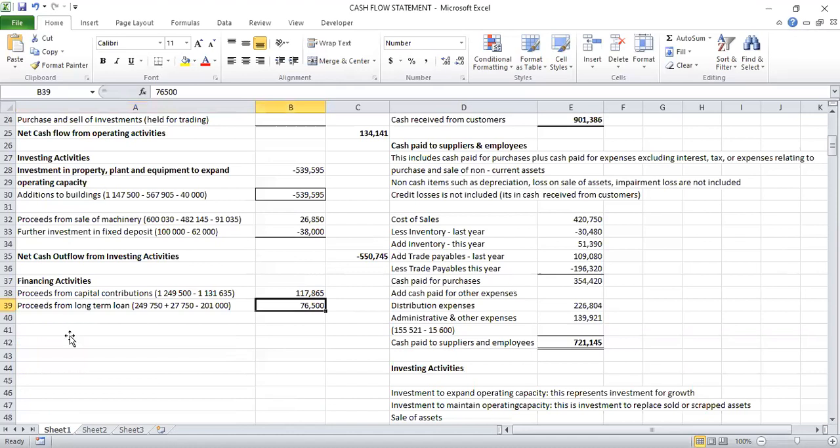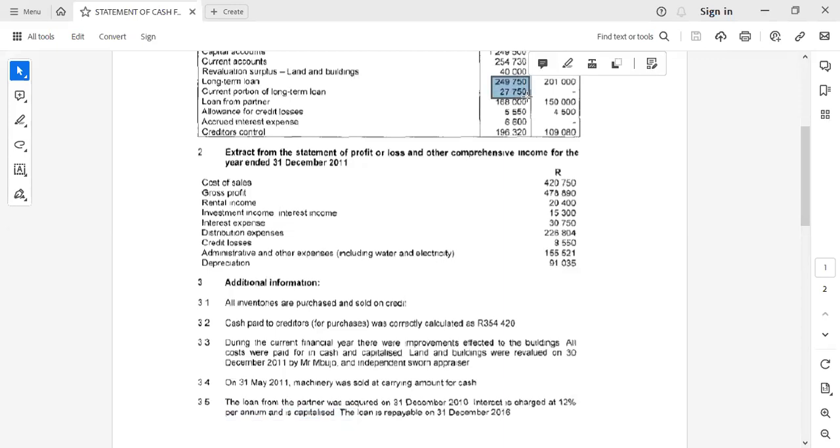Oh, sorry, can I ask? Yes, my boss. Yes, I see the proceeds from long-term loans. You got 249,750. Where is it? I think you missed that when I was on the statement. This is the long-term loan and its current portion minus the one for last year. So if we also had a figure here, we're also going to subtract it.